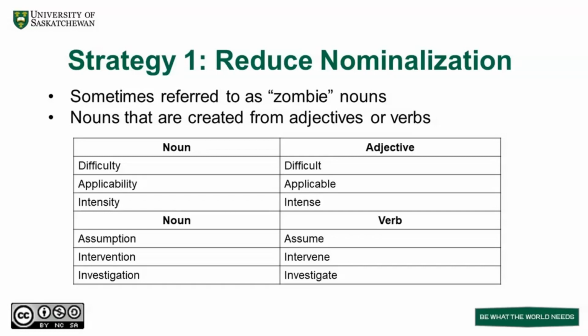So some of the common nominalizations that we encounter in academia include words like difficulty, applicability, intensity, assumption, intervention, investigation. I know I've certainly used all of those in my writing multiple times, but we have adjectives and verbs that actually communicate the same thing, even in a slightly stronger way. So difficulty comes from difficult, applicability comes from applicable, intensity comes from intense. Likewise, assumption comes from assume, intervention comes from intervene, and lastly, investigation comes from investigate.